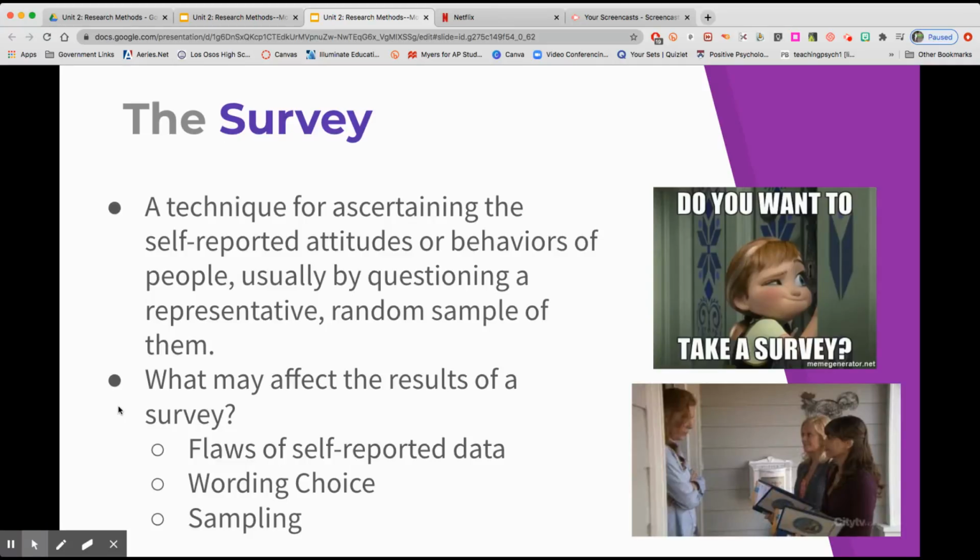Okay, so a survey is a technique for ascertaining the self-reported attitudes or behaviors of people, usually by questioning a representative random sample of them. And I'll explain what that means more in just a little bit. Essentially, it means a random group of people. I'm not going to go around and hand pick the people that I want to take my survey because that could bias my results. Okay. There are some other things that might affect my results as well that I need to be mindful of. One is the flaws of self-reported data. Two is the wording choice, meaning literally how I'm asking the question.